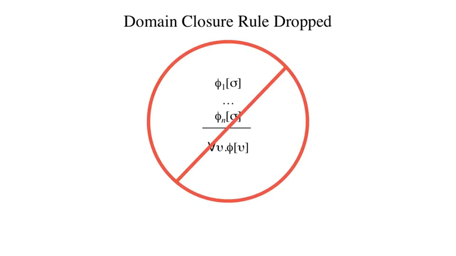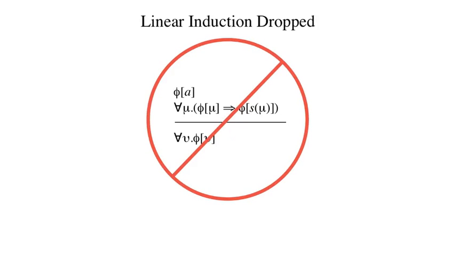To finish off the proof system, we need to deal with domain closure and induction. While these rules are sound for Herbrand logic, they are not sound for first-order logic. Simply guaranteeing that a sentence phi is true of every ground term does not necessarily mean that it is true of everything in the universe of discourse. Hence, these rules no longer work. The fix is simple. We just drop the 2 rules. No domain closure and no induction of any sort.